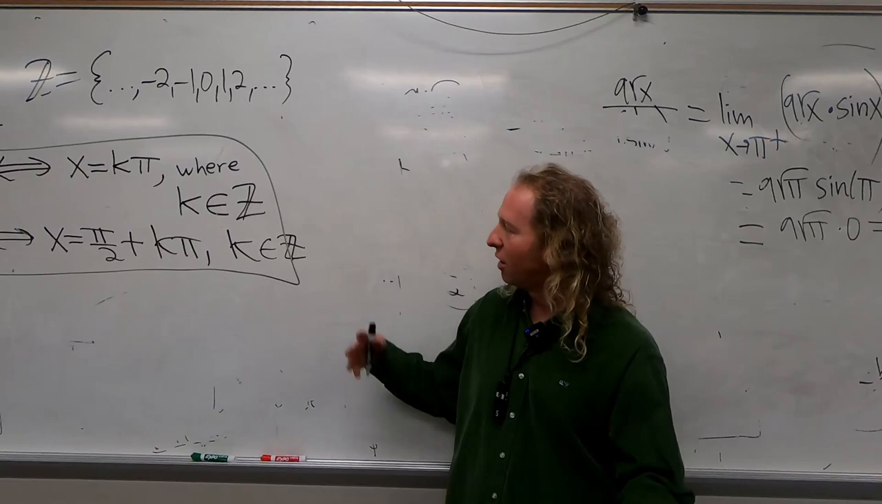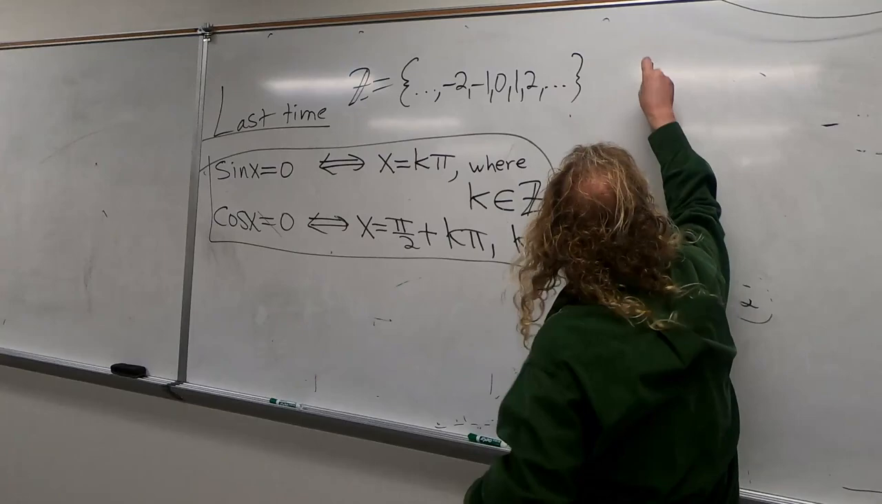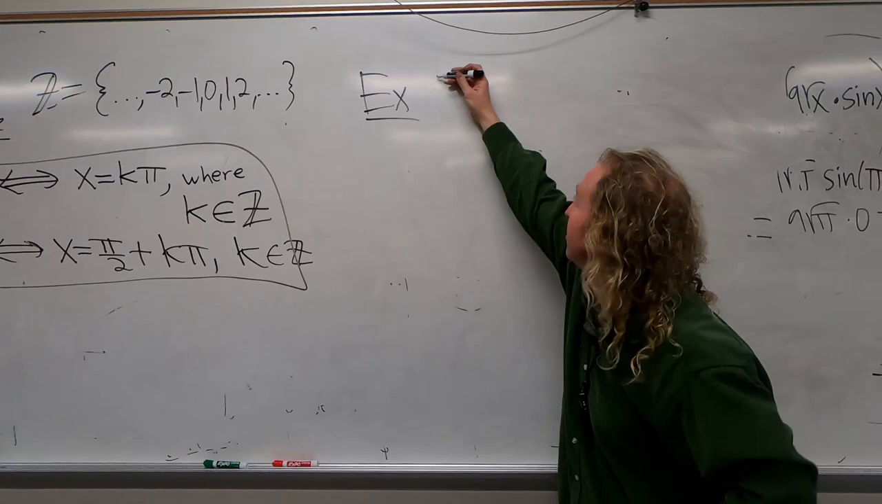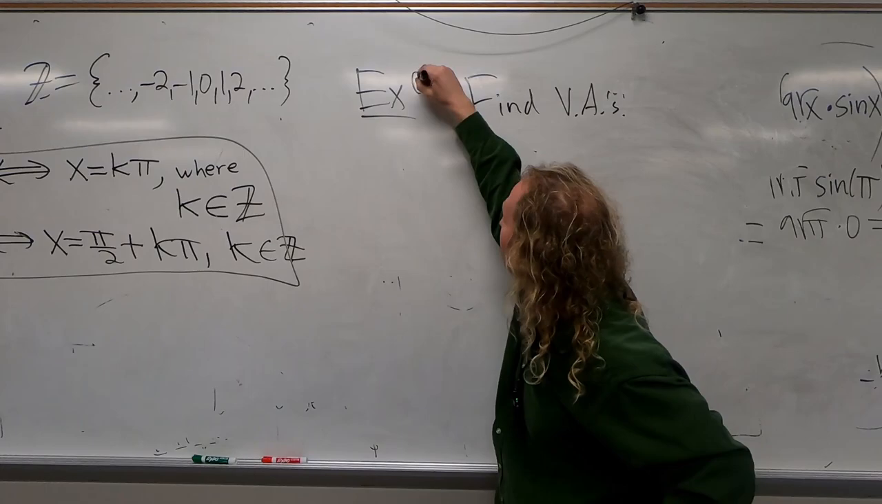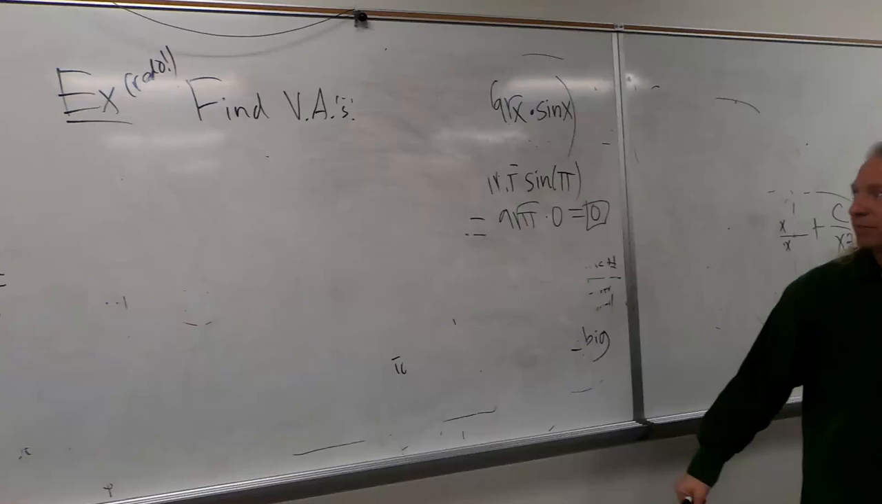Okay, so let's find some VAs. So find some asymptotes. You'll have this on your test. So find VA. Redo these examples, and redo the last example too, when you're studying for the test. So find VAs. So A.